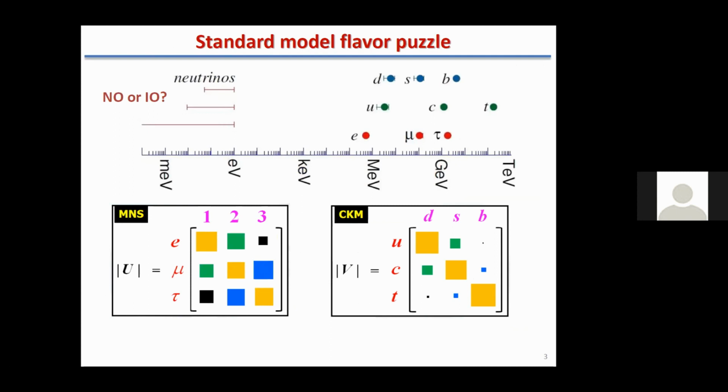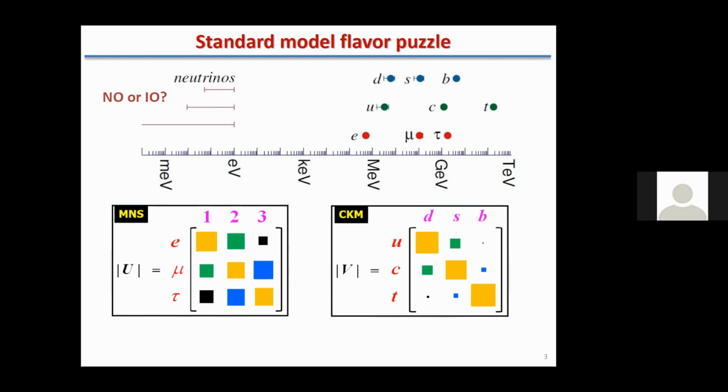We start from the standard model flavor puzzles, and the first one is about the mass. The masses have been precisely measured for both the quarks and the leptons, but the absolute value of the neutrino mass is still unknown, and we don't know whether it is normal ordering or inverted ordering, but we know its order is about an electronvolt.